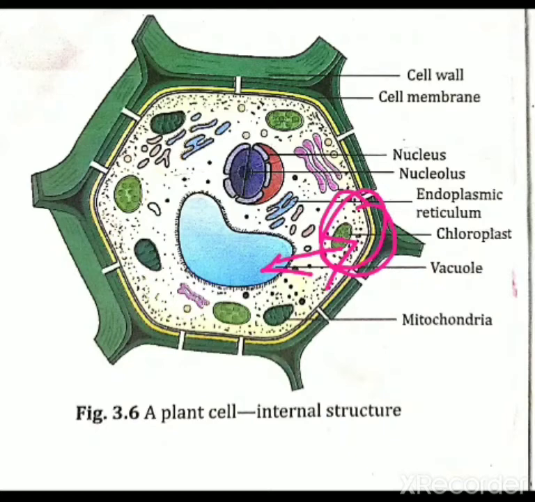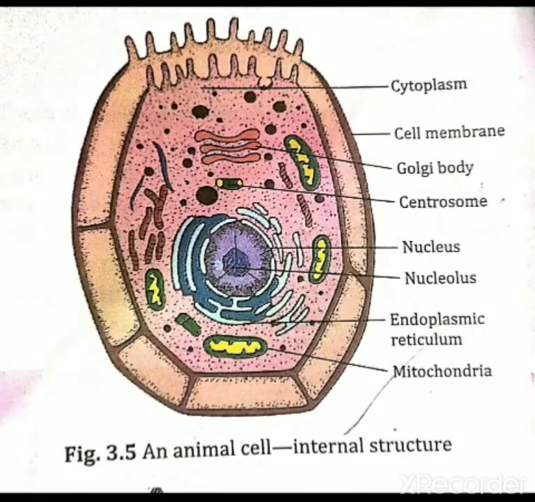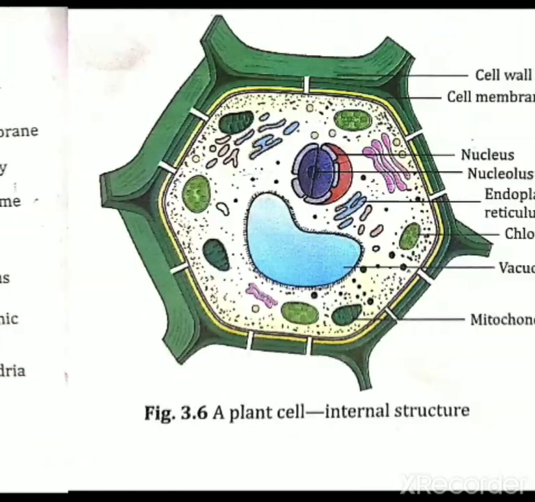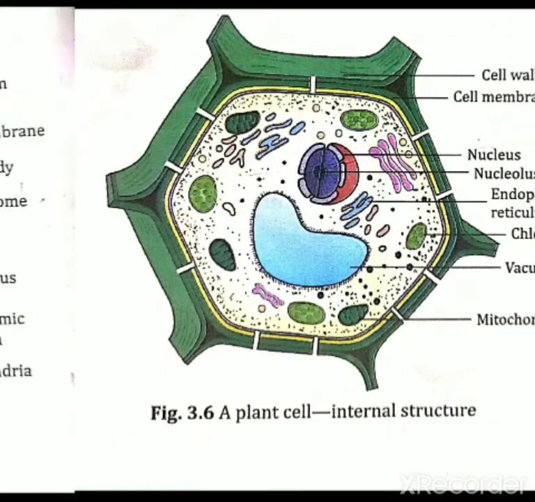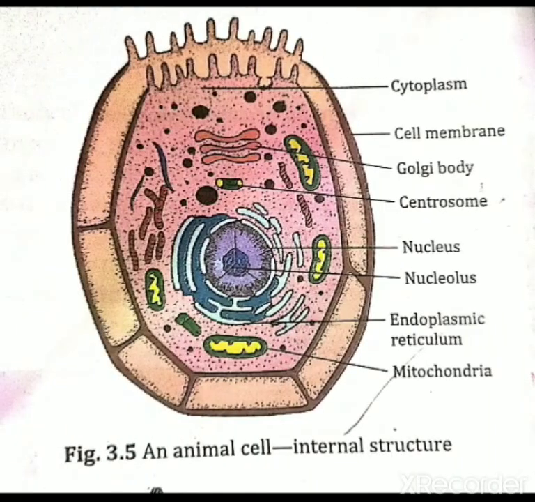In short, I told you the structure of the plant cell and animal cell. In detail you will read later on. I just gave you the introduction of these two types of cell. Make the diagrams of these two types of cell structure, and remember all the parts.